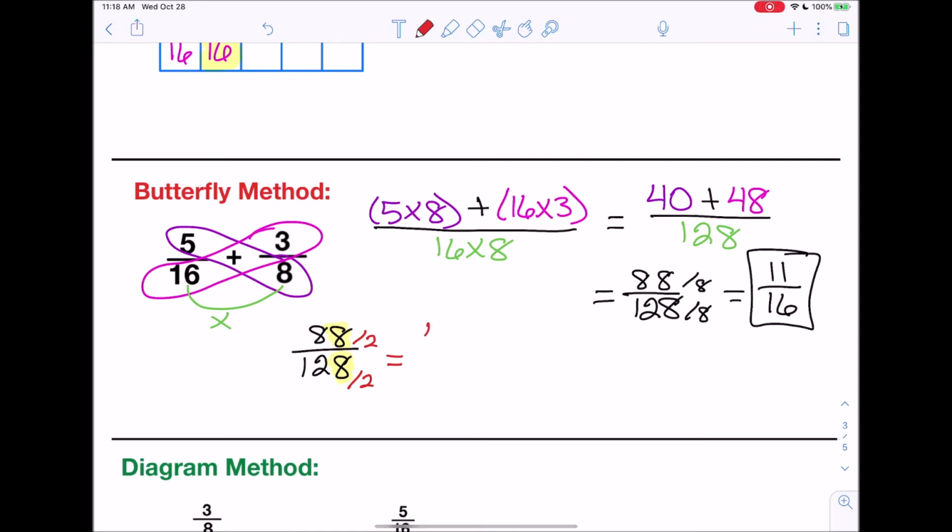88 divided by 2 is 44. 2 goes into 8 4 times, so it's going to be 44. 128 divided by 2, well, 2 goes into 12 6 times, and 2 goes into 8 4 times, so we're going to get 64.